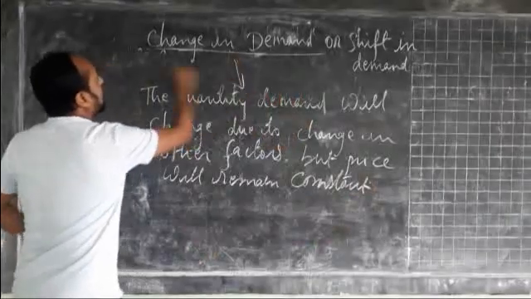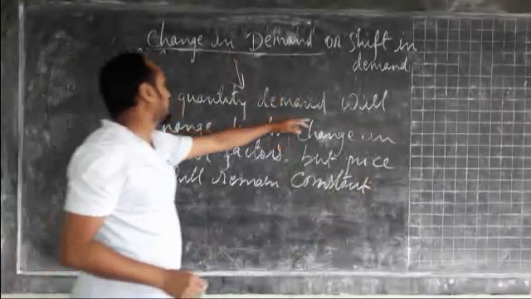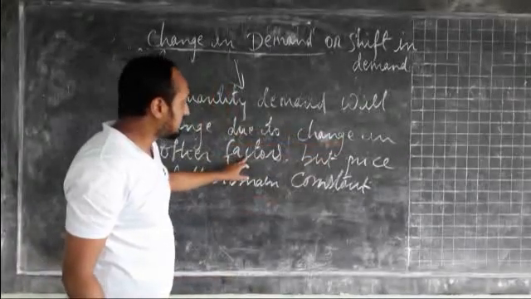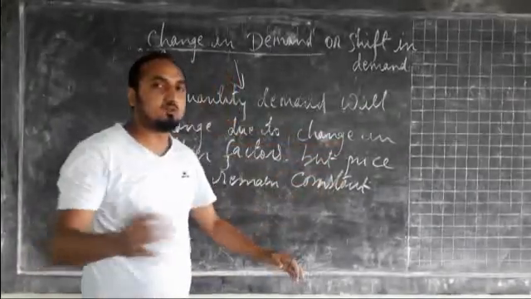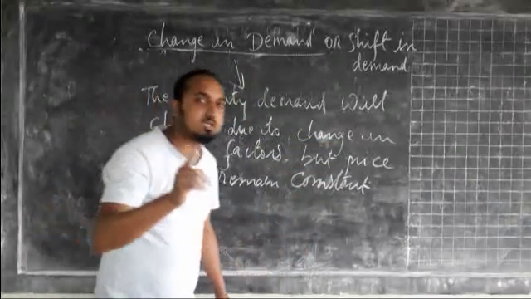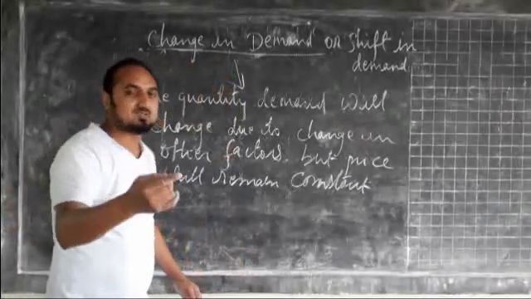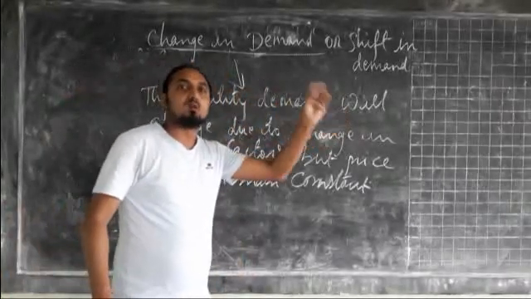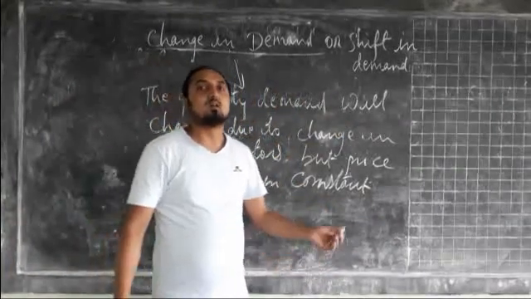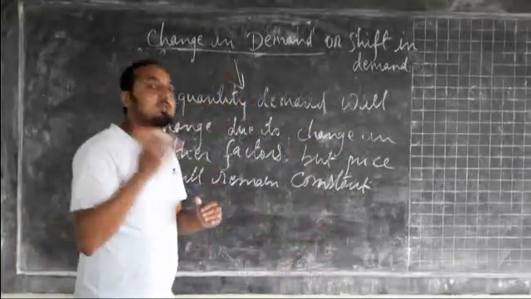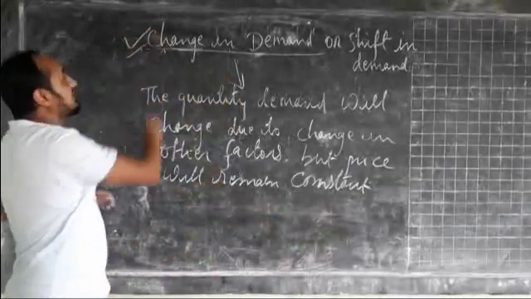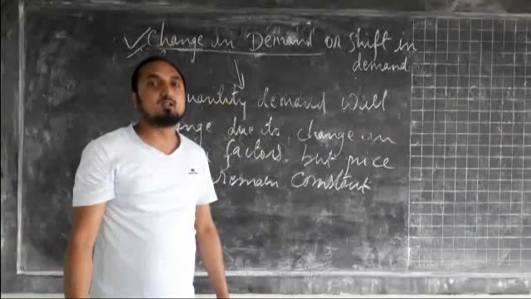So in the case of change in demand, the quantity demanded will change due to change in other factors, but price will remain constant. So here the quantity demanded is changing not due to change in price, but due to change in other factors, as we have already discussed. Income of the consumer is one of the factors. Then credit facility is there, government policy is there. So these are all the factors, and due to that the quantity demanded will change, and that concept is known as change in demand or shift in demand.